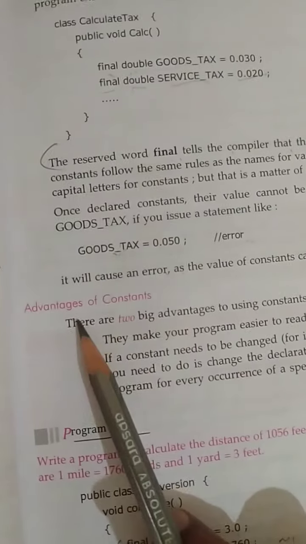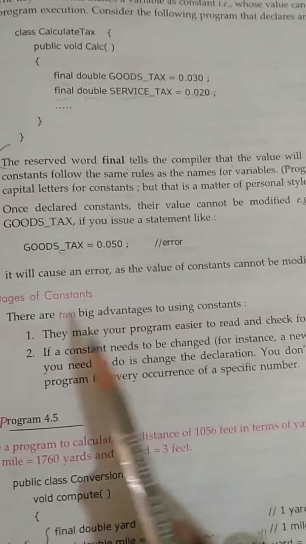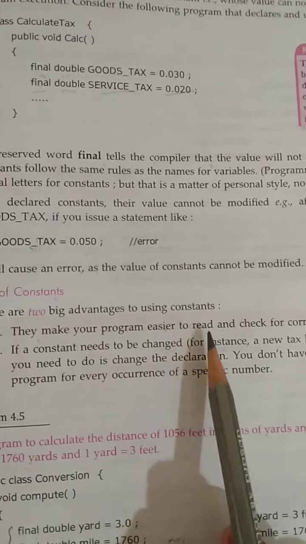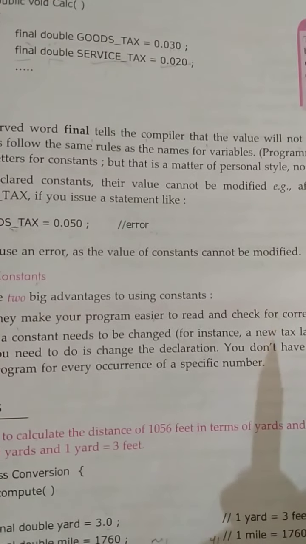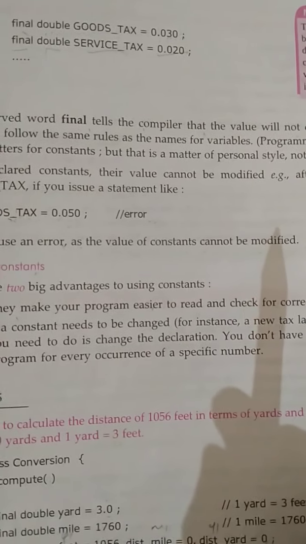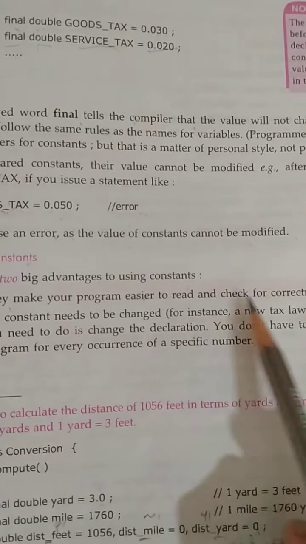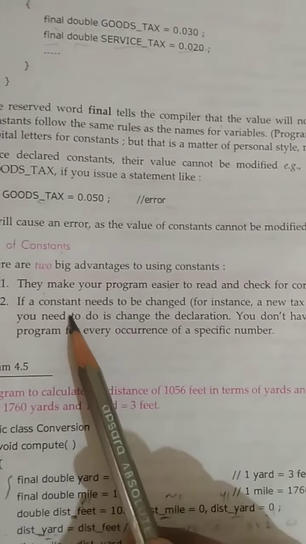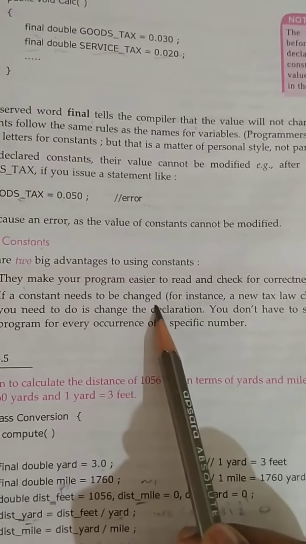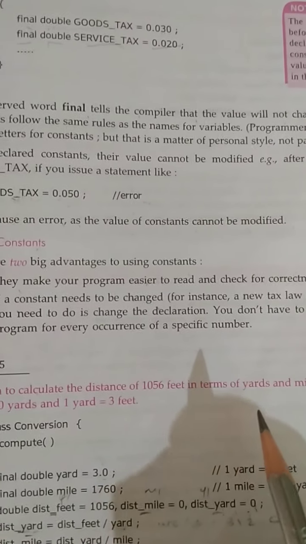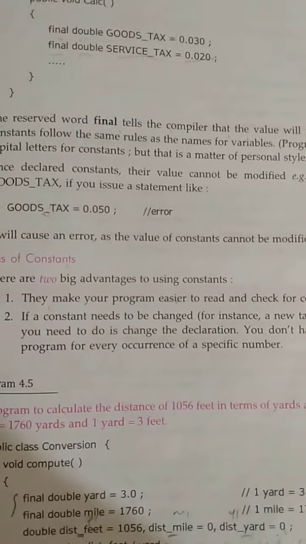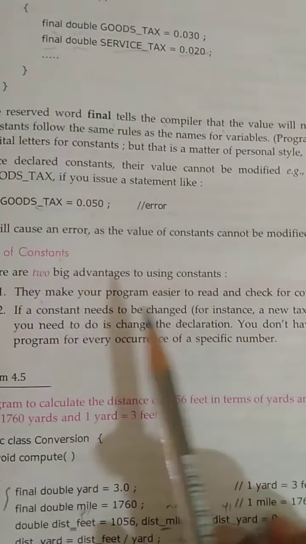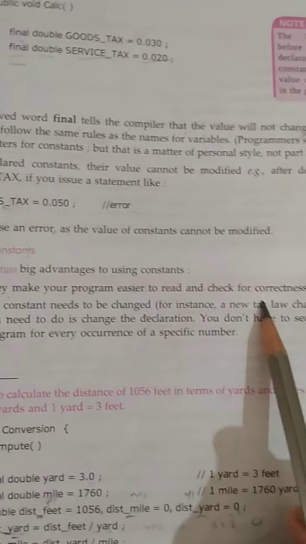What is the advantage of making a variable constant? There are two advantages. They make your program easier to read and check for correctness because throughout the program the value will be the same. It will not change. So it will be easy for you to read and check for correctness. If a constant needs to be changed, suppose you have used a variable in many places, but you want to make changes. What do you have to do?